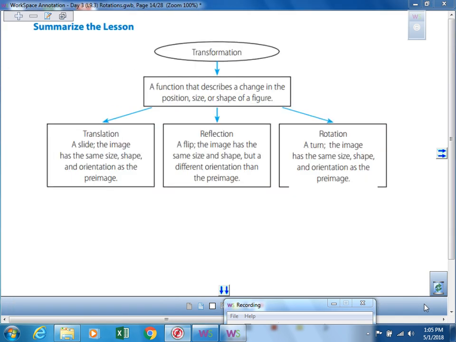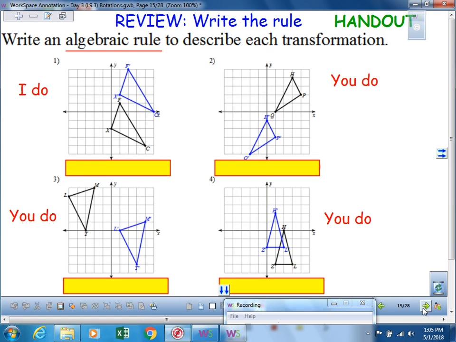All right, now let's just review real quick. You don't have these, we're just going to go over them quickly. What kind of transformation does this look like? Translation, right? It's not reflecting, because that F would be down at the bottom or over here. It's just sliding down. The F is on the top, and the letters go in the same exact order. So that is a translation.